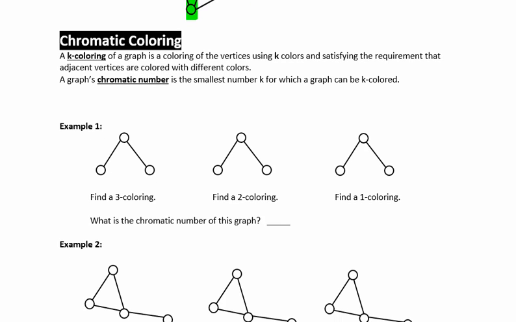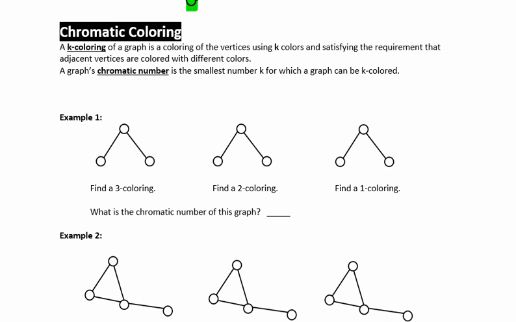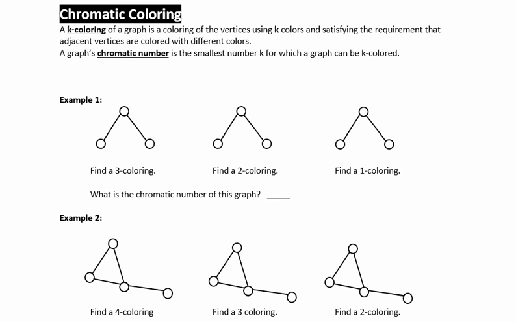Another thing that we're interested in is something called chromatic coloring. Now you may hear the word monochromatic, which usually means it's in shades of gray, or sometimes we use the word chromatic to talk about different shades of one color. In our case, chromatic coloring is when we are coloring the vertices in different colors, and we're interested in how many colors it actually takes. So a K coloring of a graph is a coloring of the vertices using K colors. So for example, find a 3 coloring. That means that we would use 3 different colors to color that.